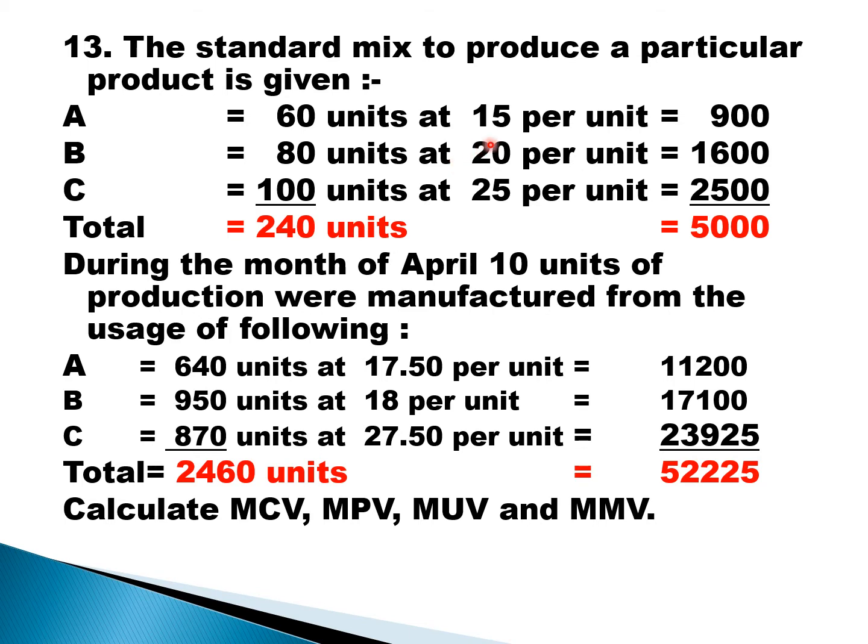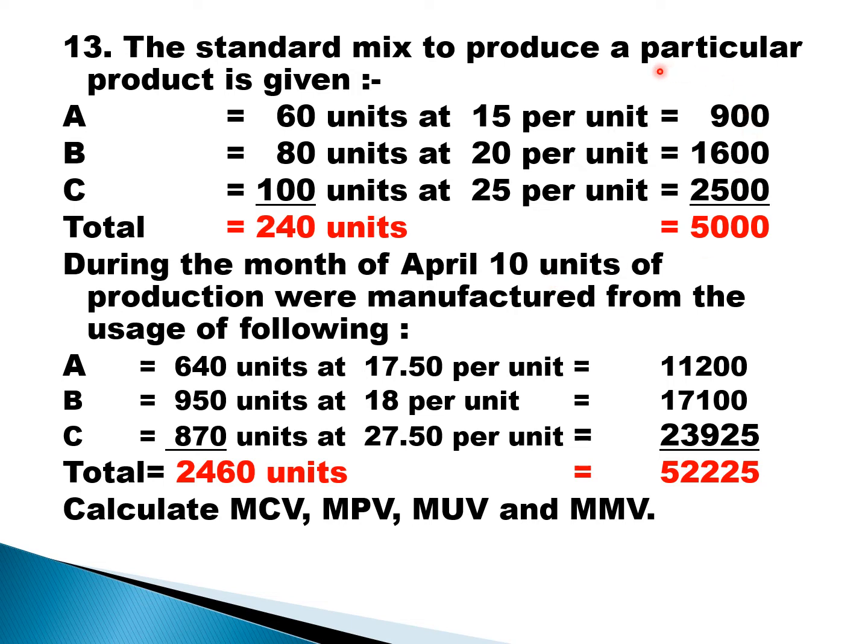But standard data is given for one unit. But see the next sentence. During the month of April, 10 units of production were manufactured. So that means 10 units are manufactured, not one unit. So standard information is given for one unit. You find for 10 units.